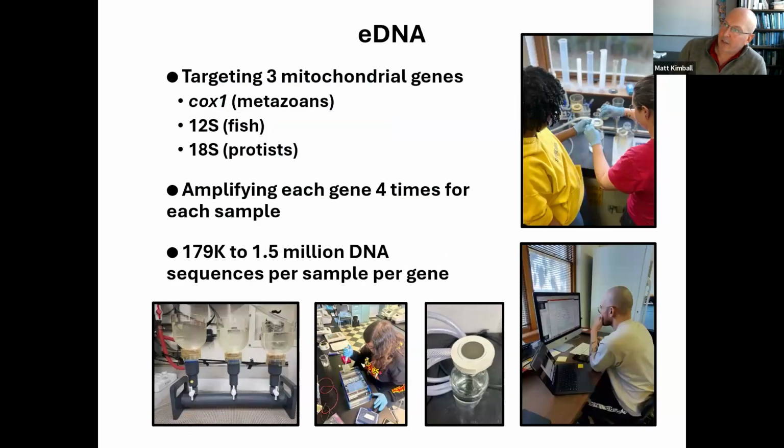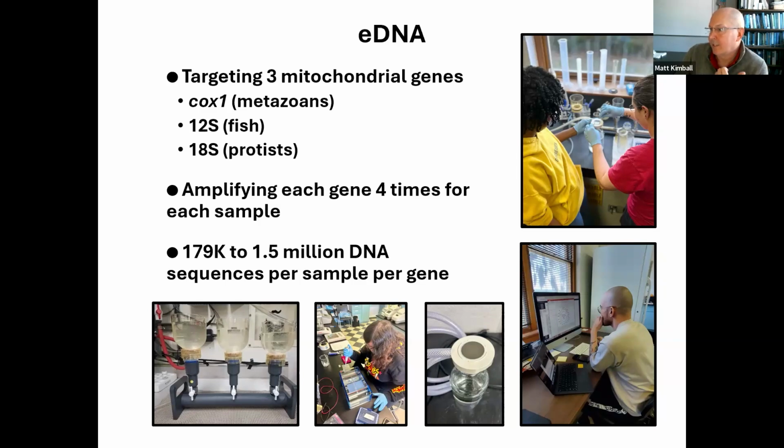So we were targeting 3 gene regions, COX-1 for metazoans, 12S for fish, and 18S for protists and disease. This is a way to investigate the utility of all these 3 different types of gene regions for detecting species. We're amplifying each gene region 4 times for each sample.